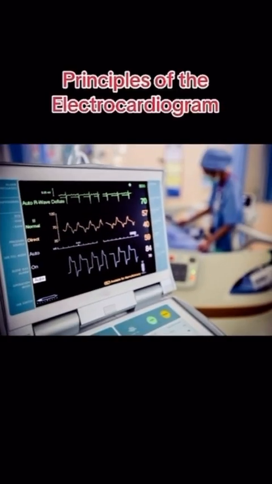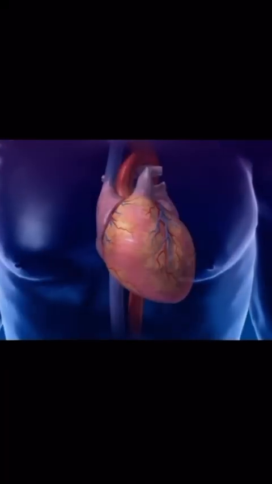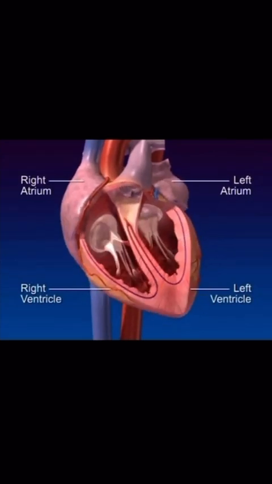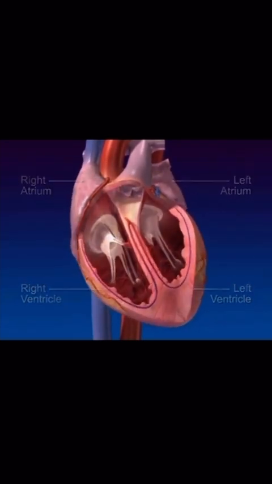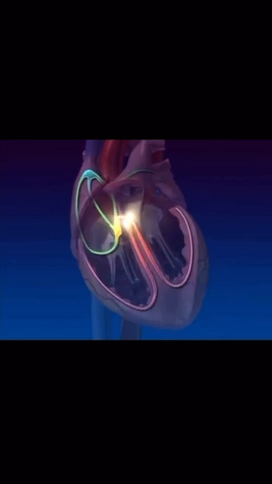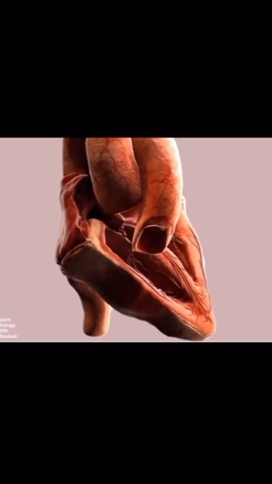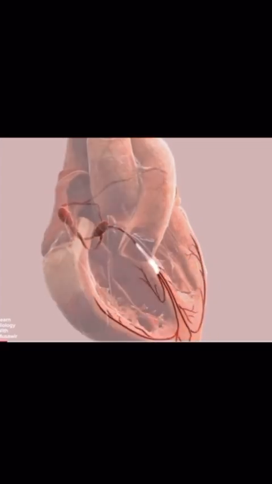Principles of the electrocardiogram. The heart is made up of 4 chambers: the right atrium, the right ventricle, left atrium and left ventricle. The right side of the heart collects blood, where the left side of the heart returns blood back to the body. Cells in the cardiac conduction system can generate impulses which get distributed throughout the heart.